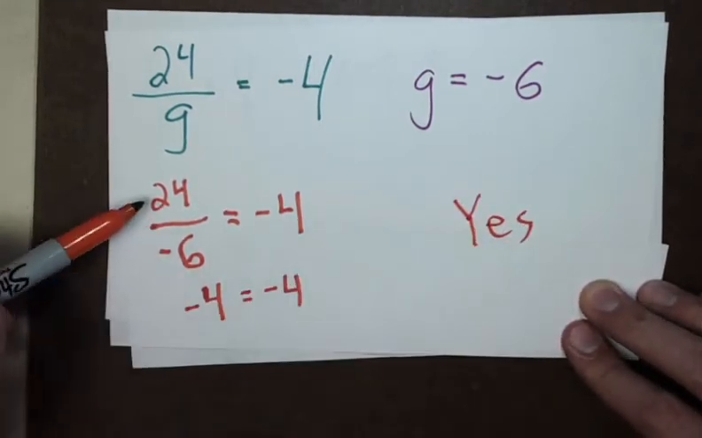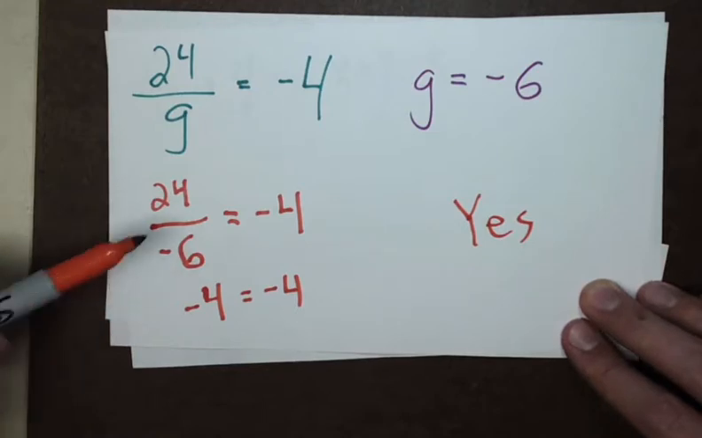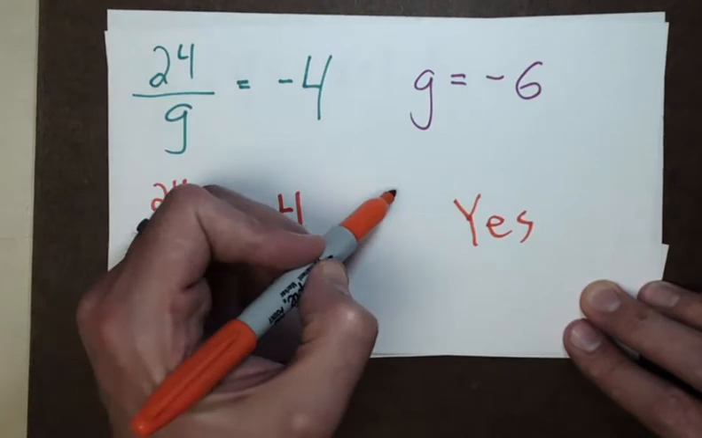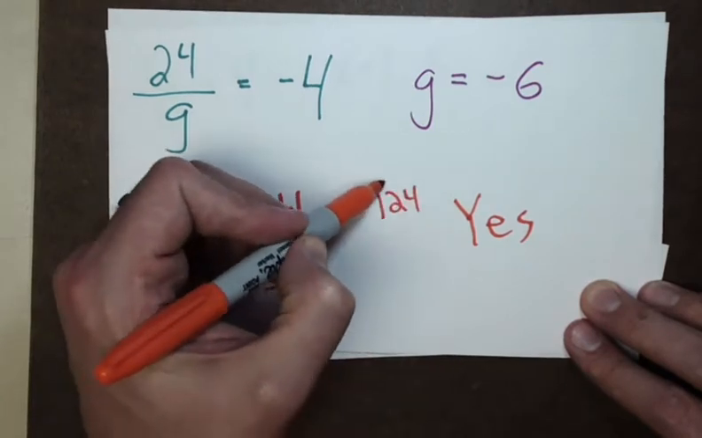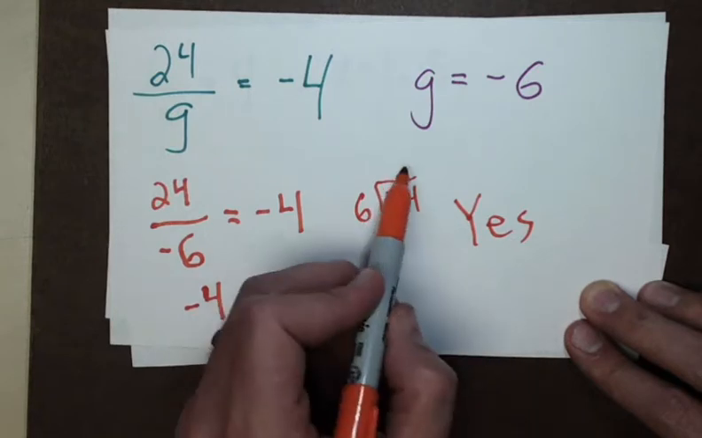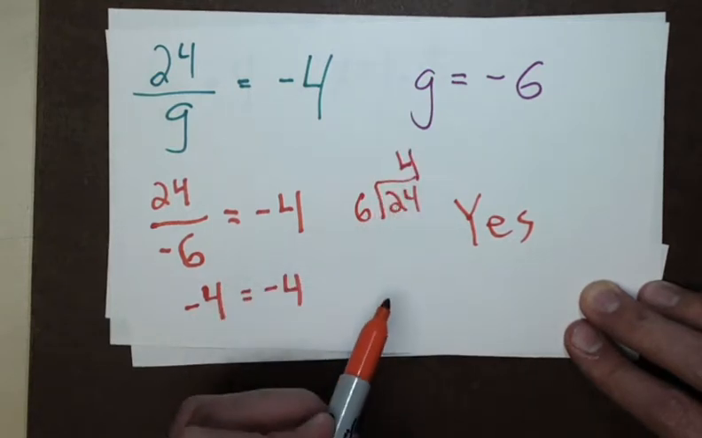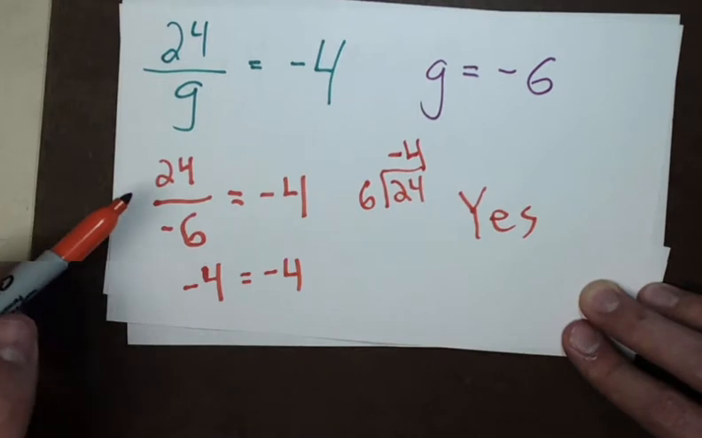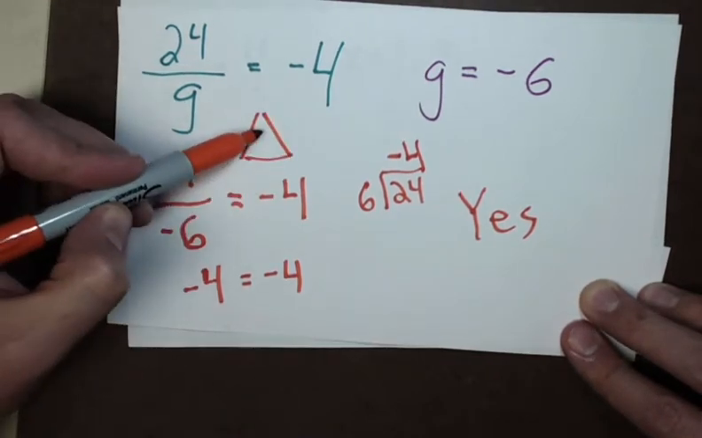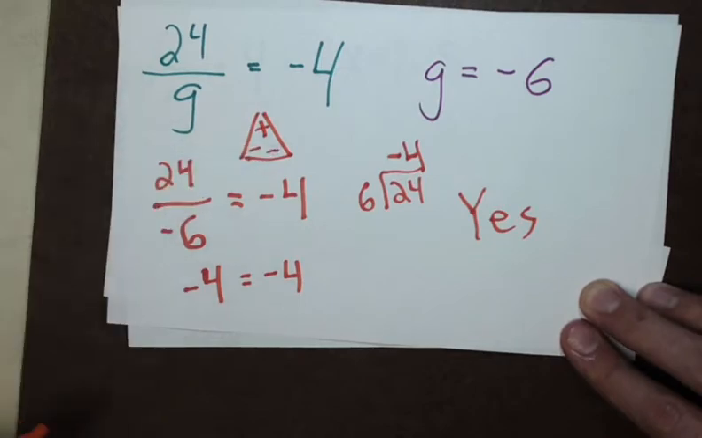Remember, this is just saying top dog goes in the house. So if you need to work this one out, if you can't do this mentally, 24 goes in the house. You put 6 on the outside here, and 6 goes in there 4 times. Alright, and it'll be negative because a positive divided by a negative is a negative. Remember our division and multiplication triangle.